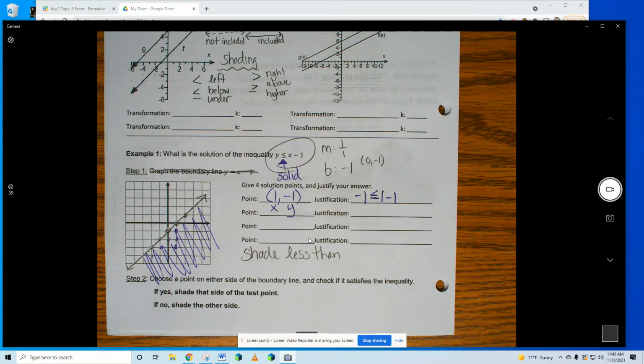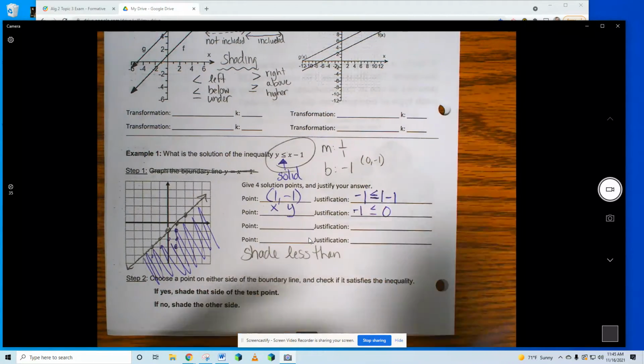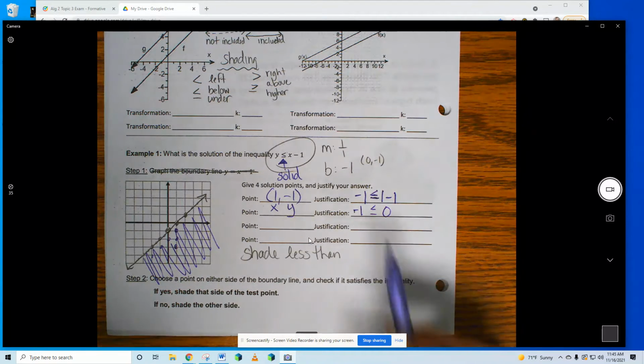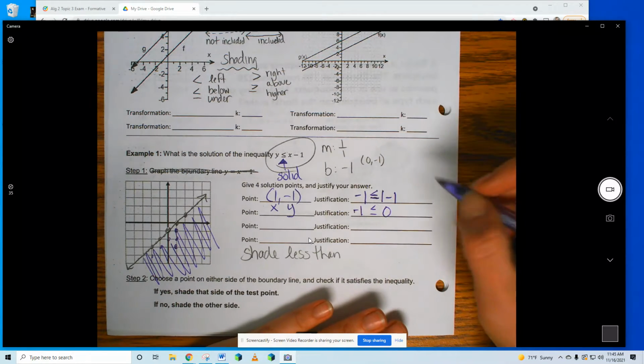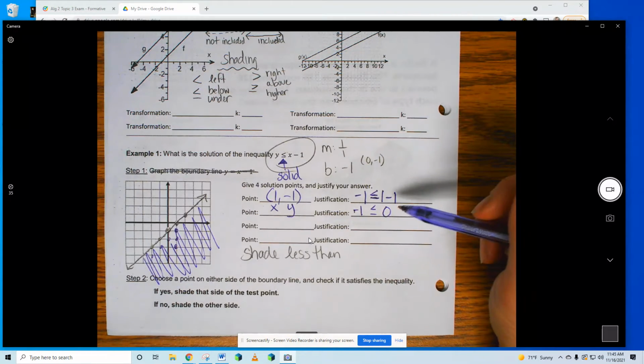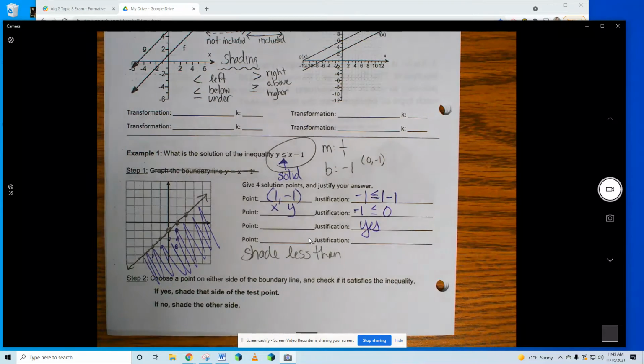Okay, so is negative 1 less than or equal to 0? Is that yes or no? Yes. Negative 1 is less than 0. Look at my number line on the wall. So that means that it's in the shaded region. It's a solution. I'm not going to pick 4 like it says. I'm just going to pick 1. You don't need to pick 4 test points.